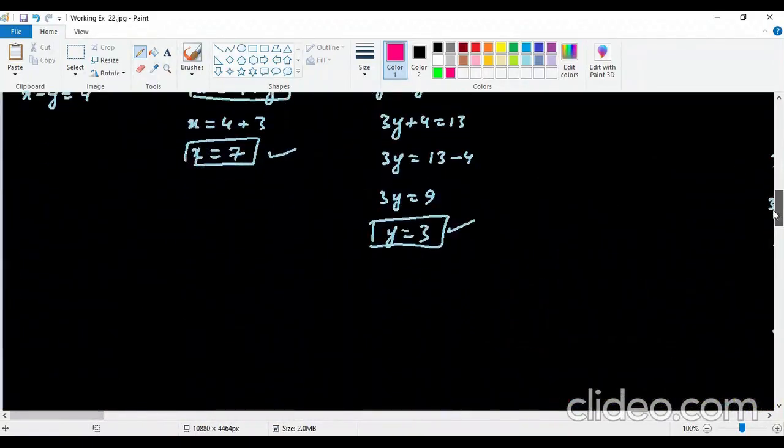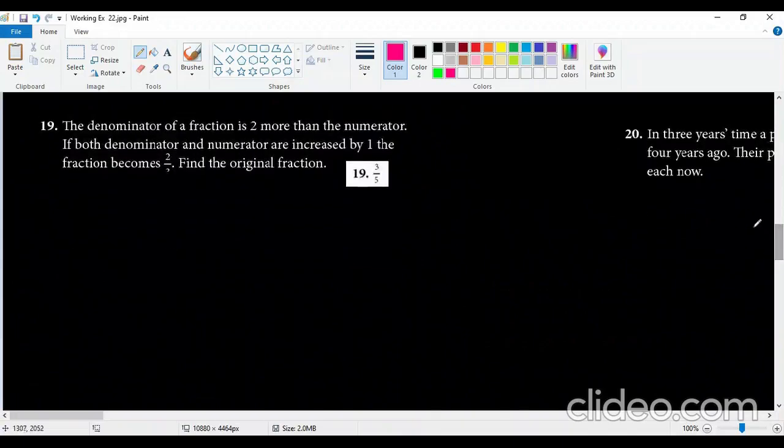In this question, it says the denominator of a fraction is 2 more than the numerator. That means the numerator, if I say, is going to be x, and the denominator is going to be x plus 2. Now, I know very well that according to the condition, x plus 1 and x plus 2.